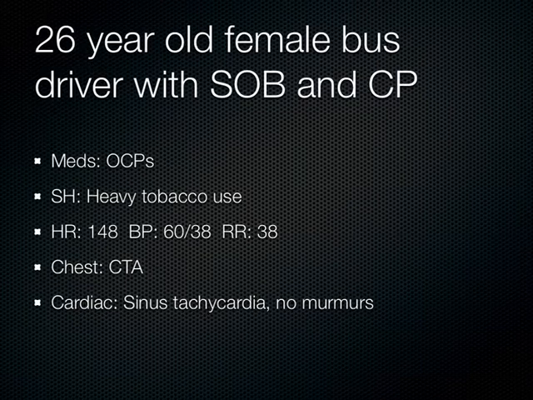Yalda, a 26-year-old female, comes in with shortness of breath and chest pain. She's a school bus driver. She's on oral contraceptive medications, recently started taking them. She's a heavy smoker. Those are her vital signs. She's tachycardic, hypotensive, tachypneic. Her lungs are clear. And what do you think is going on?